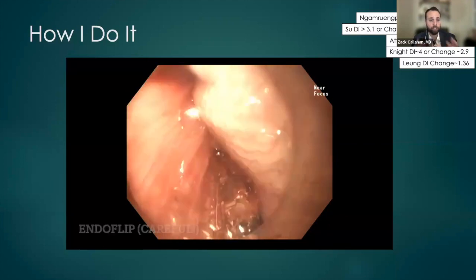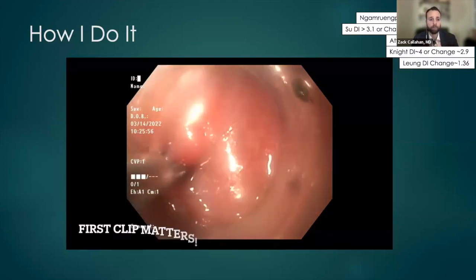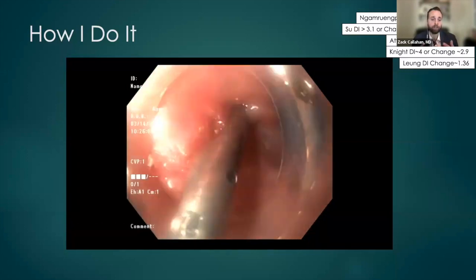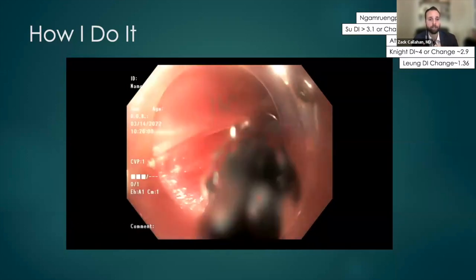And then you want to repeat your EndoFLIP. Careful, don't do the EndoFLIP blind. I have seen the EndoFLIP go down the submucosal tunnel by accident and cause a full thickness perforation. So watch out for that.